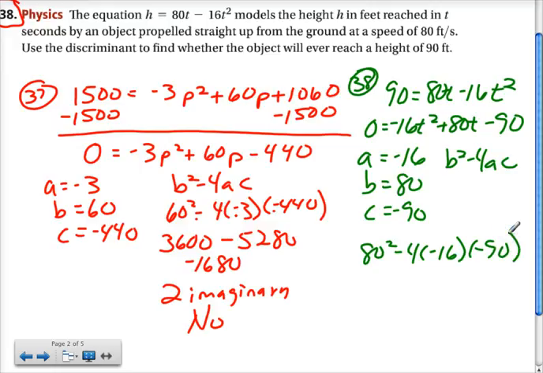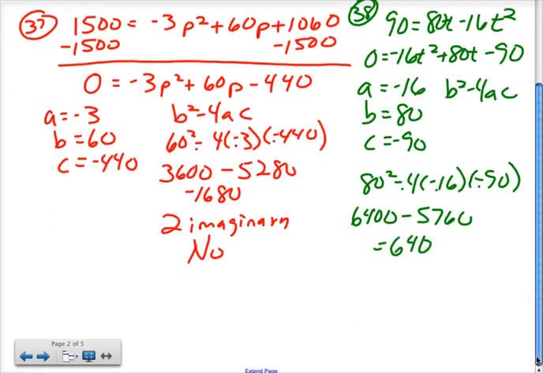So again, we know 80 squared is 6,400, and 4 times 16 times 90 is 5,760. And again, we have 3 negatives here, so it's going to be subtraction. And again, it's nice to continue on and find it, but what we know is it's positive. And that tells us there will be 2 real solutions to this problem.